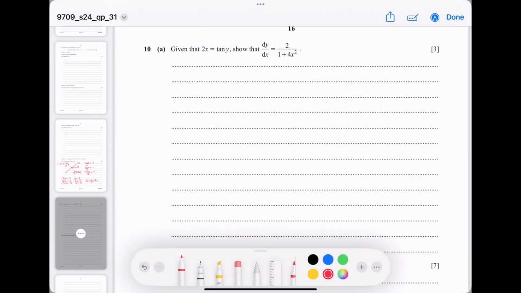Question 10, part A. So we're given that 2x is equal to tan y. We need to show that the derivative is 2 over 1 plus 4x squared. So let's differentiate. So we've got 2 is equal to, so the derivative of tan is sec squared y, but because it's y, it's dy/dx. We know that sec squared is equal to 1 plus tan squared from the identity.